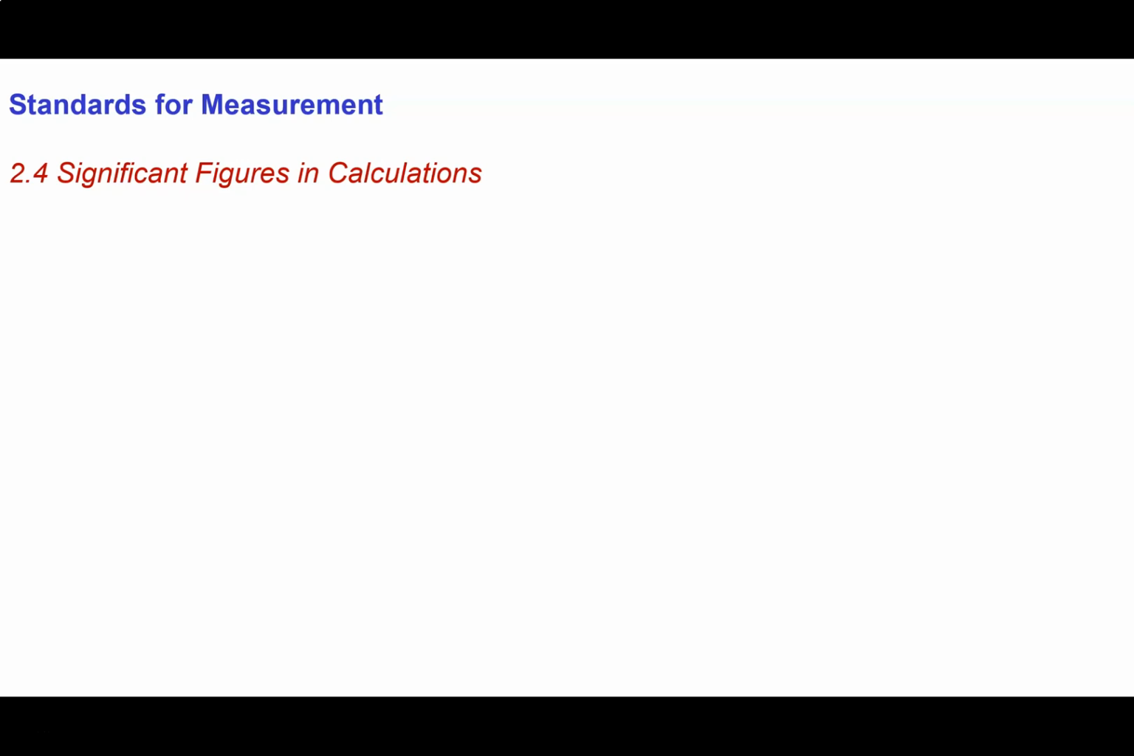So let's go back and have a look at that previous problem where we were calculating a density. And in that problem you were asked to round your answer to 5 significant figures. But how did we know that the answer needed to be rounded to 5 significant figures?